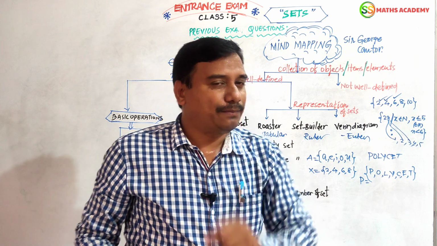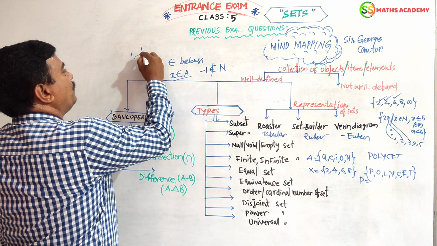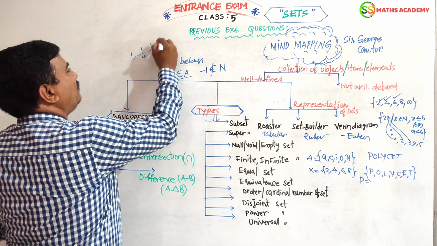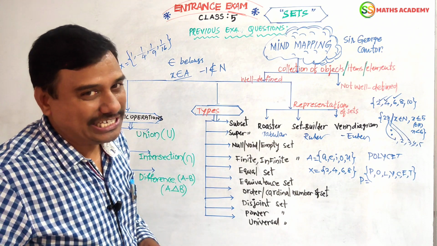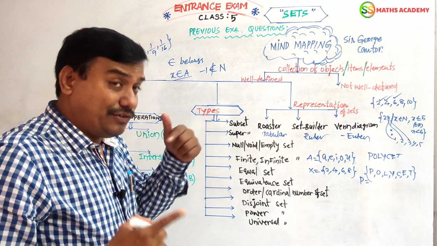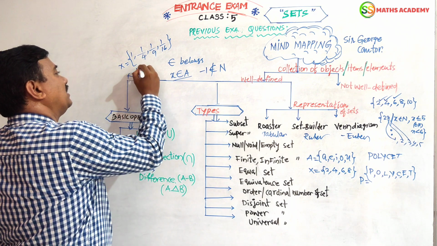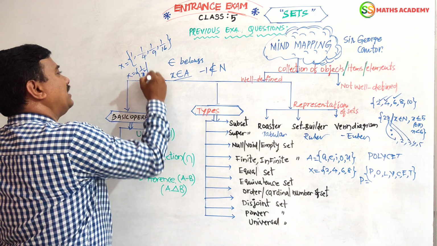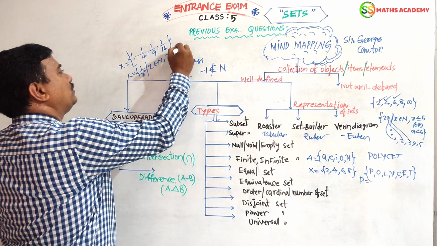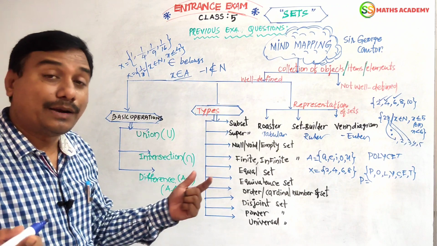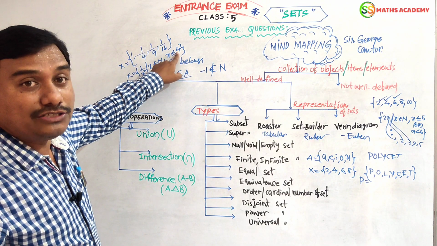Let us see one more good example. 1 by 4, 1 by 9, 1 by 16. This is one set in roster form, separated by commas. We have to convert it into set builder form. I am taking capital X equals 1 by x square such that x belongs to natural numbers, x less than or equal to 4. In the place of x, you can take values up to 4.